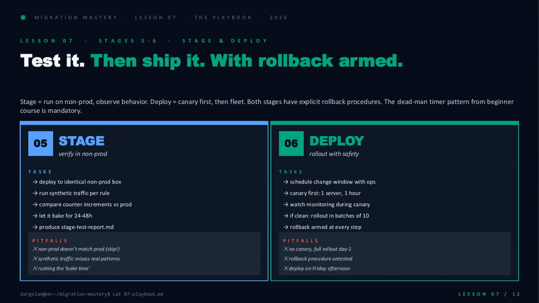With approvals in hand, you move to stage. Deploy to a non-prod box that actually matches prod, run synthetic traffic per rule, diff the counter increments against production, and let it bake for a full 24 to 48 hours. The deliverable is stagetest-report.md. Without it, you don't pass the gate.